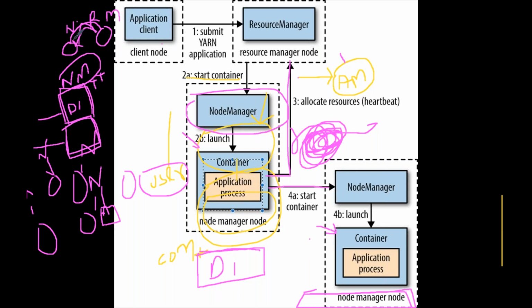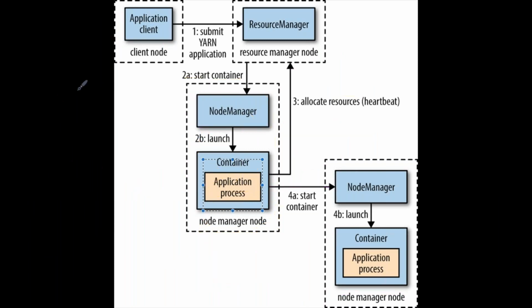The name node maintains the metadata, right? So it contacts the name node. There's only one active name node having the metadata, not each and every name node.